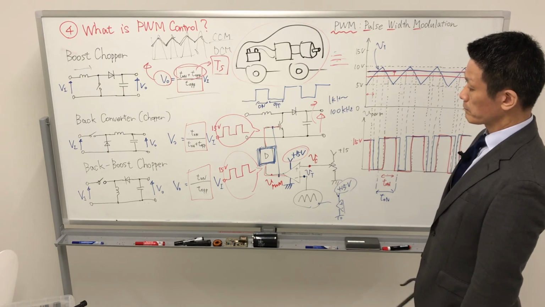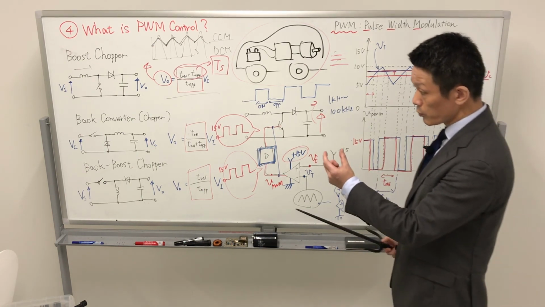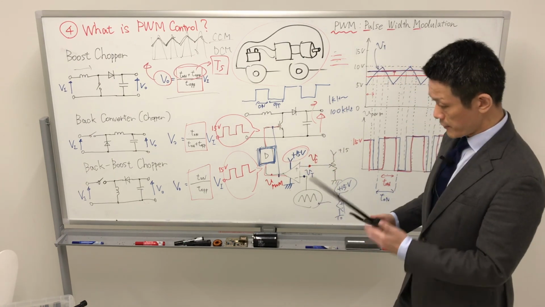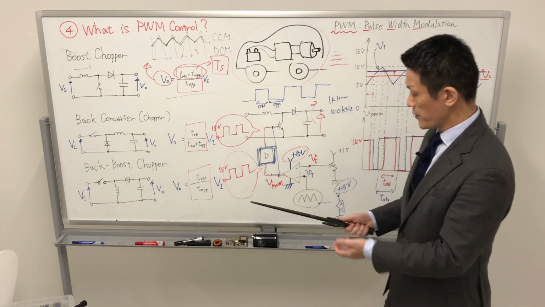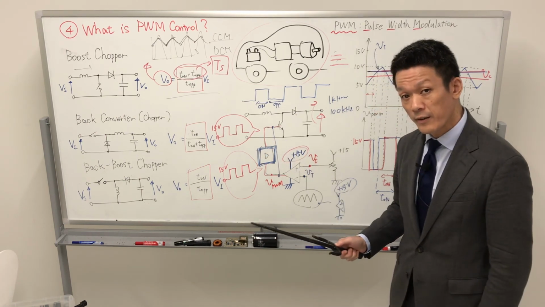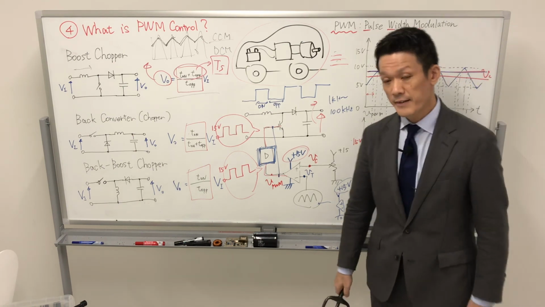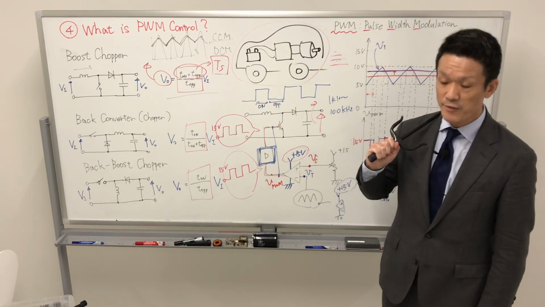So today was how to generate and how to control the chopper. The next lecture's essence is why we require a drive circuit. Okay, let's see the next lecture.